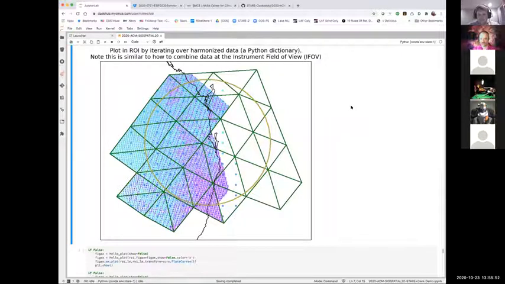Why triangles? Oh, why triangles? Yeah. Triangles tessellate the surface very nicely.